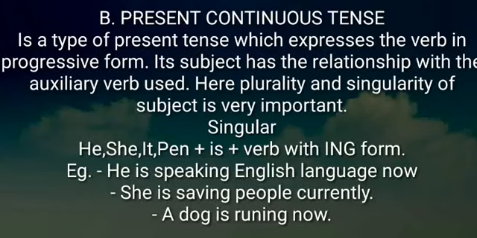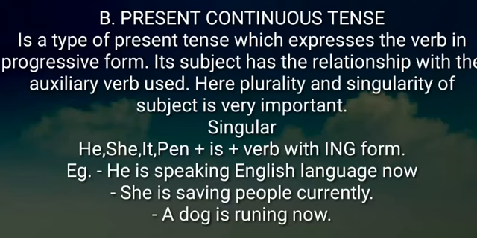Present continuous tense. What is the present continuous tense? It's a type of present tense which expresses the verb in progressive or continuous form. Its subject has a relationship with the auxiliary verb used in a sentence. Here, we consider the plurality and singularity of the subject in every sentence, and it is very important.